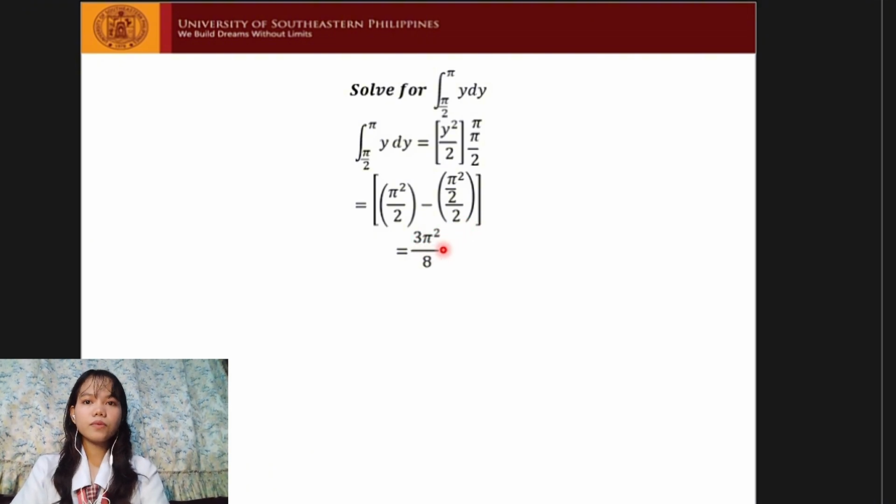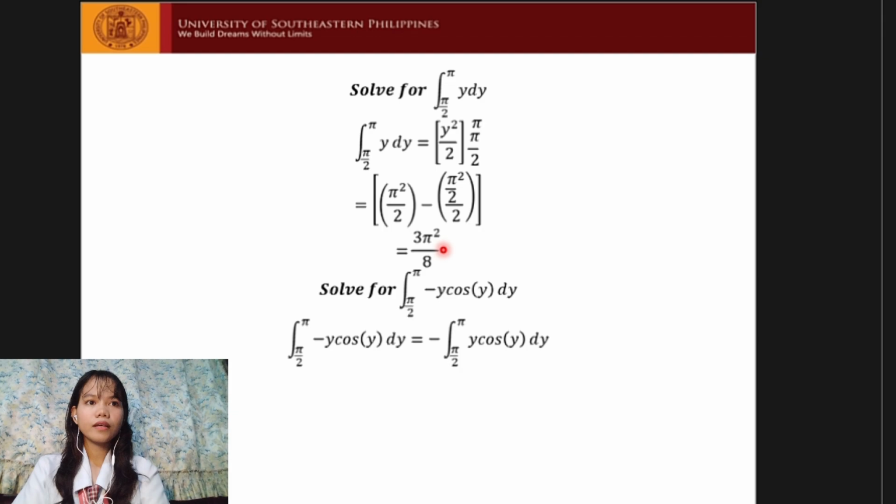So, the next thing we do is to solve now the integral of negative y cosine of y with respect to y ranging from pi over 2 until pi. For this one, it will become the negative of the integral of y cosine of y with respect to y ranging from pi over 2 until pi. So, for this one, we will apply integration by parts.